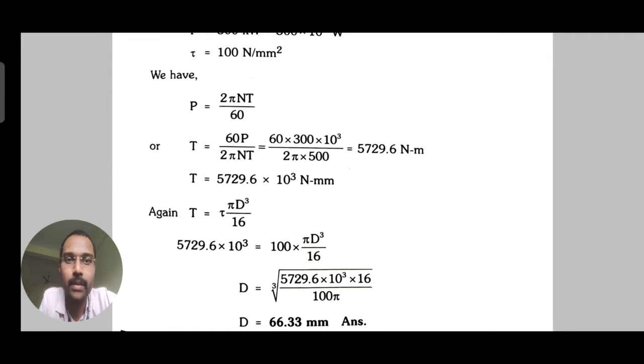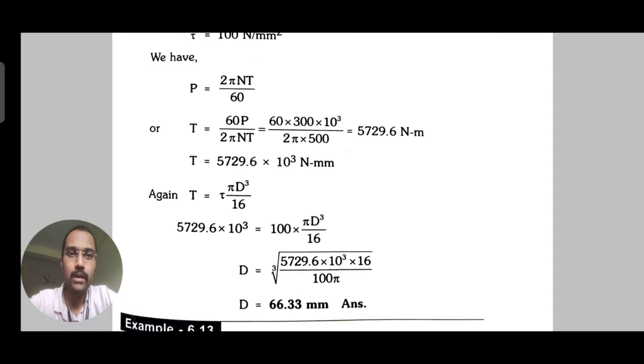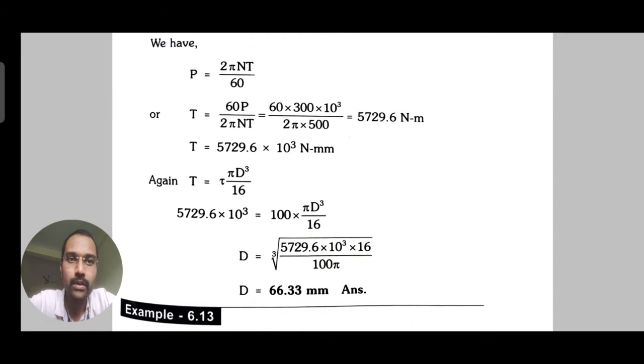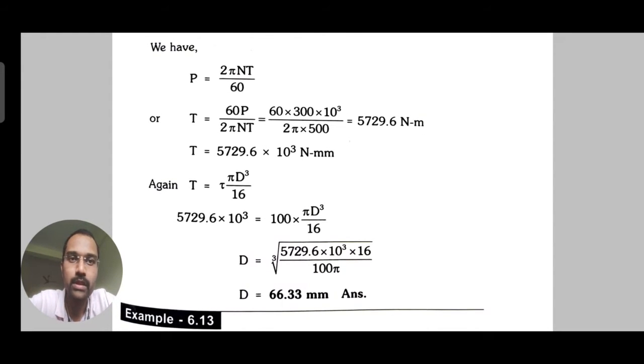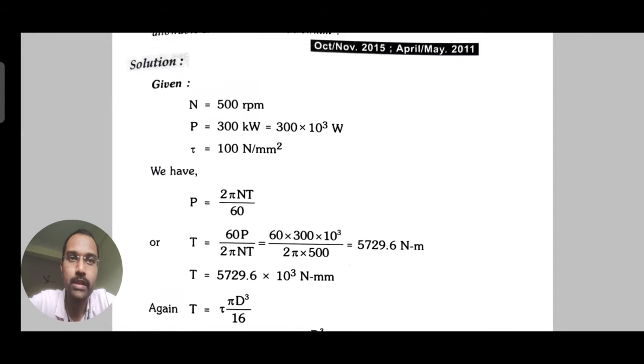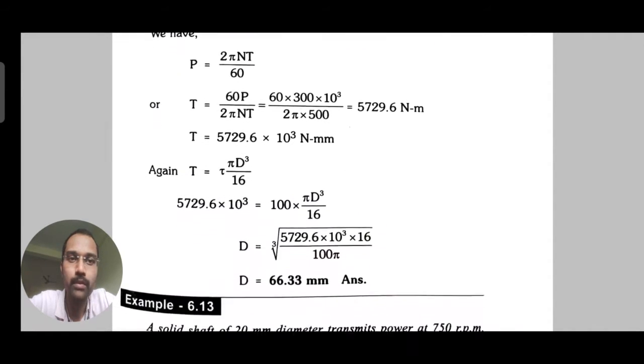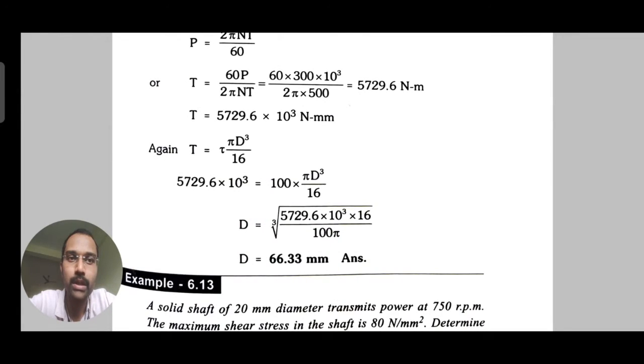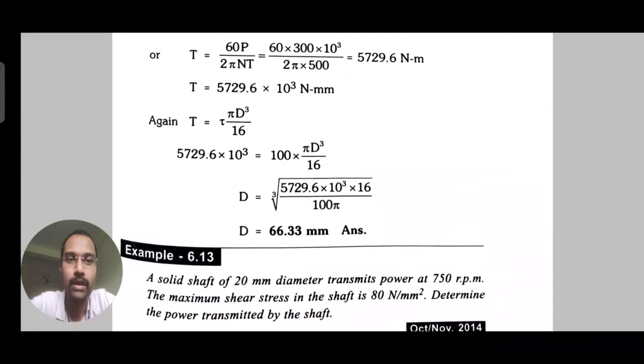Next, to find the diameter, we know the torque formula based on strength criteria, that T equal to tau into pi d cube by 16. First you know the torque value, and the shear stress tau is given as 100 Newton per mm square. So bring this d cube to this side, and you can make the d value the cube root of these substituted values. Finally you will get the diameter of the shaft equal to 66.33 mm.